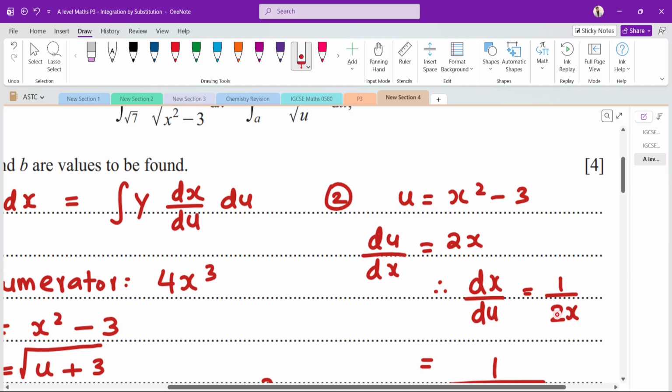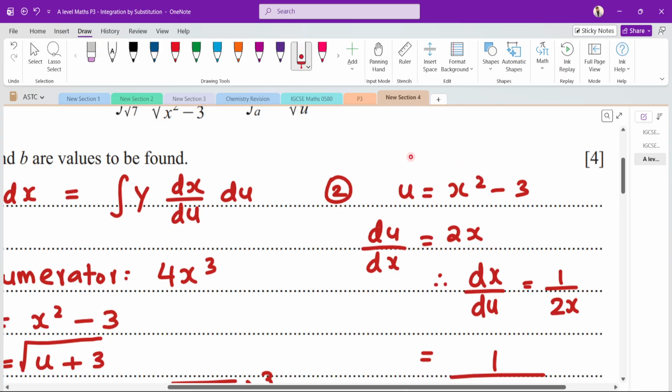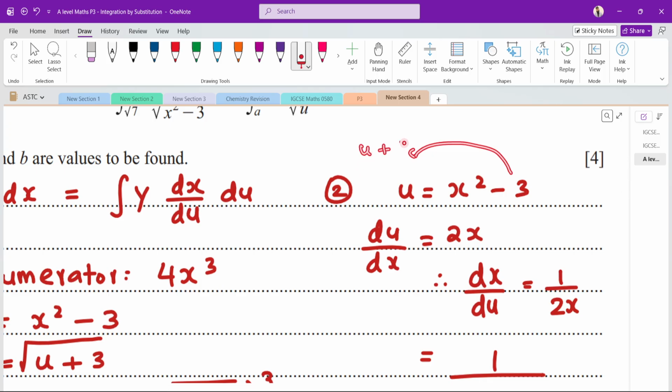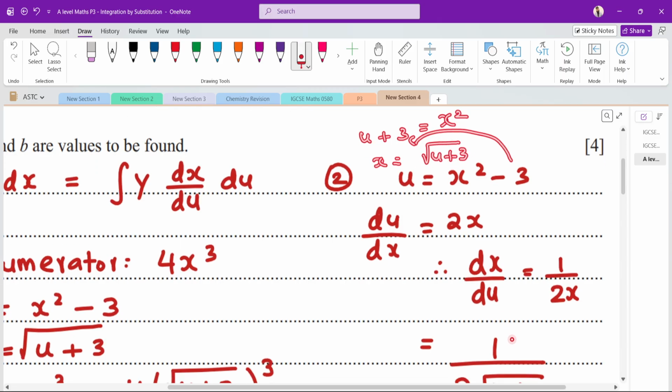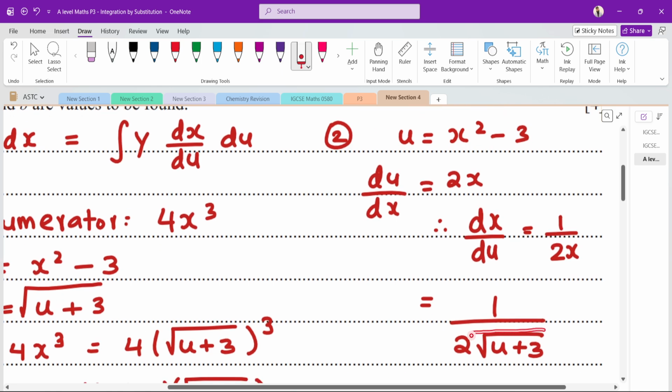Now because your dx du should be in terms of u, this x must be converted. What we can do is make x the subject from this equation, so this 3 goes to the other side, and we have u plus 3 is equal to x squared. We take the square root, so that will be square root of u plus 3, and that's where you get x from. So this x has now been changed into terms of u. That was my step number 2.